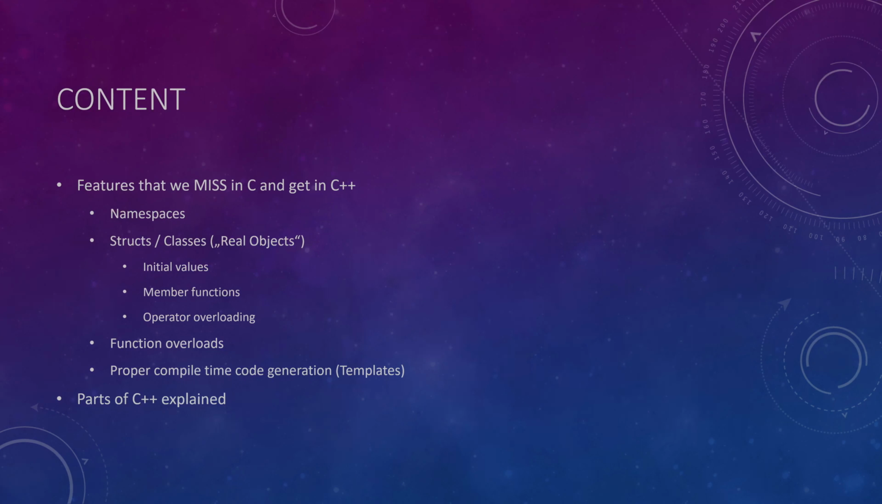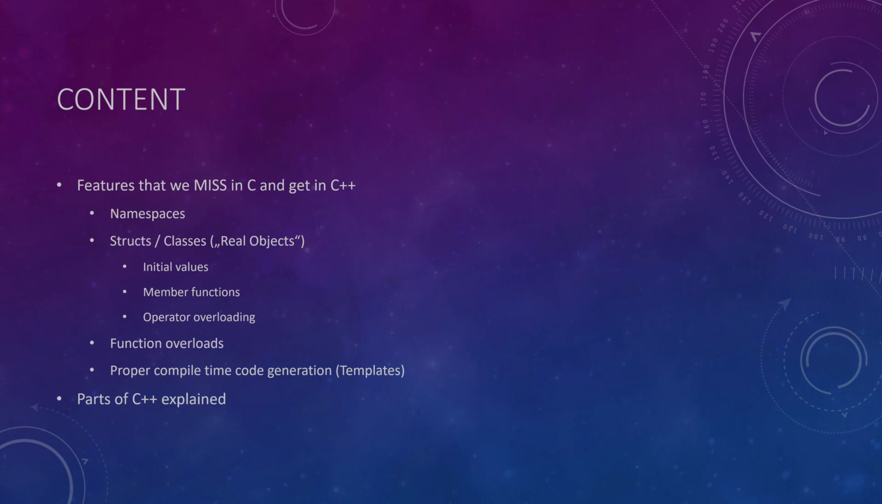After we are done with these, I want to quickly also define the border between the C++ standard library and the C++ language, which is very important to understand. Alright, let's start by talking about the features that we miss in C, but get in C++. Basically you could name this whole section why are we using C++, because if these features wouldn't be there, we wouldn't use C++. Alright, let's start with the first obvious one, namespaces.